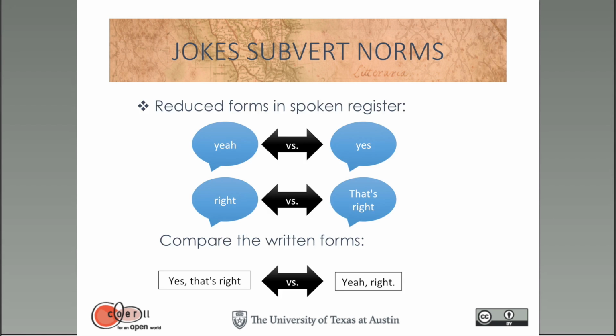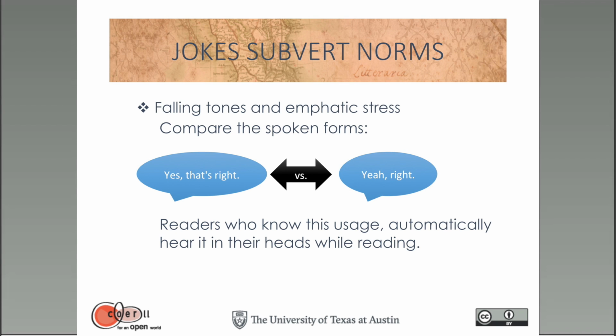You have reduced forms in the spoken register, so yeah versus yes and right versus that's right. And when you compare the written forms, you can see the yes, that's right, yeah, right, a shorter version in the reduced form. And then of course people mentioned intonations. You've got these falling tones and emphatic stress. So when you compare the spoken forms of yes, that's right, and yeah, right, readers who know this usage automatically hear it in their heads while reading.